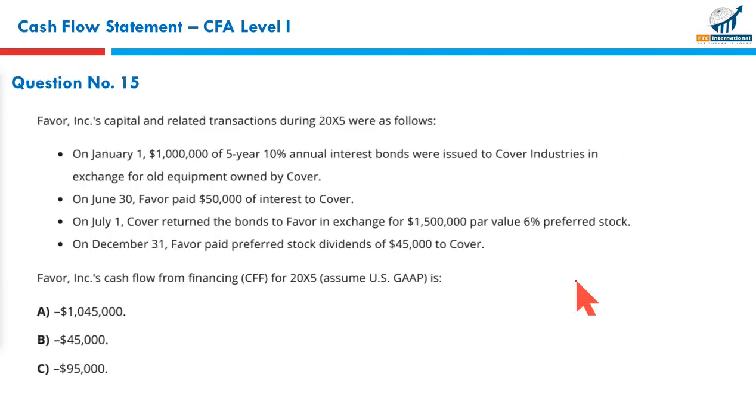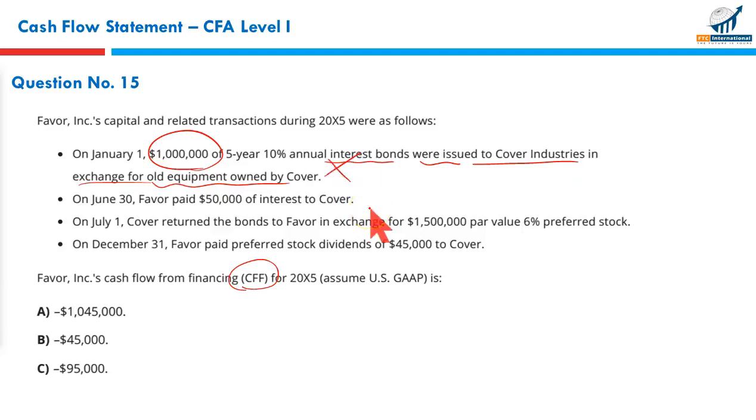Next, what do we need? Cash flow from financing. That's the focus, gentlemen. Financing cash flows. Okay, on January 1st, 1 million 5 years 10% annual interest bonds were issued. Clearly a financing inflow. For what? To cover industry's exchange for old equipment. The next part of the statement has totally reversed the idea.